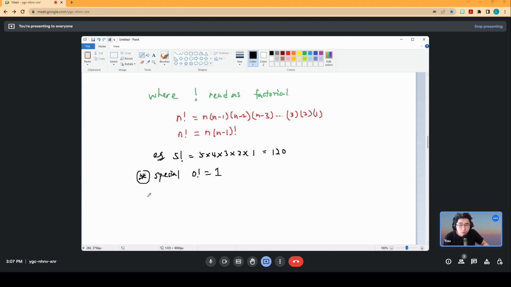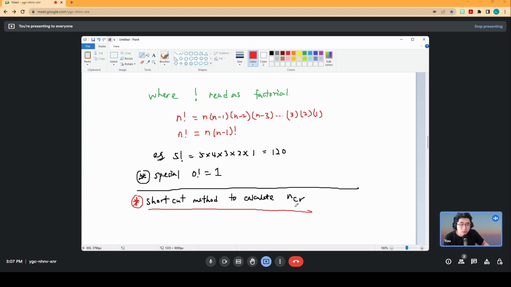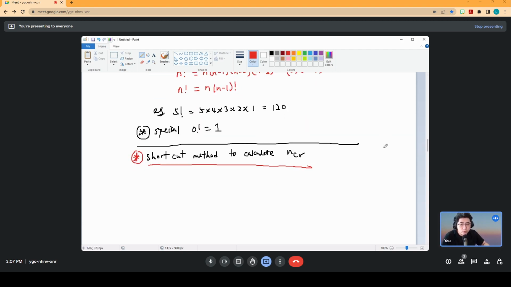Then the shortcut method to calculate NCR. This one will be important when you have a reverse question later. When you have a reverse question later in the exam, you are required to know how to do the calculation reversely. So for example, 5C2, by pressing the calculator, you'll get a value of 10.